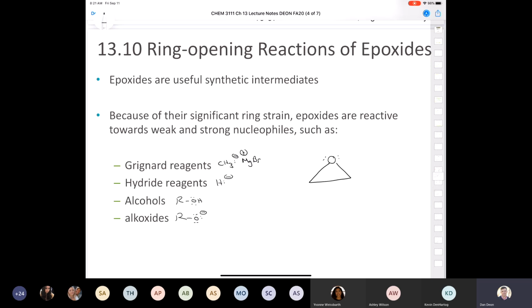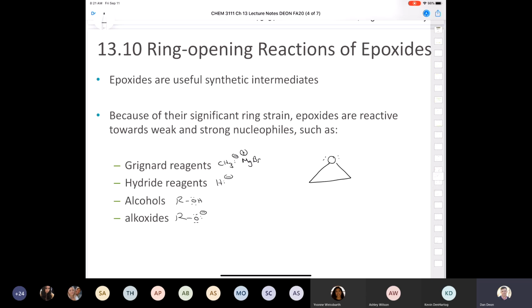Oxygen is the second most electronegative element in the periodic table. I know we always think fluorine. It's number 1, right? Well, oxygen's number 2. It's pretty darn electronegative, right? So it's pulling electron density towards itself like crazy. And what it does is it's going to render those carbons even more delta plus, okay?